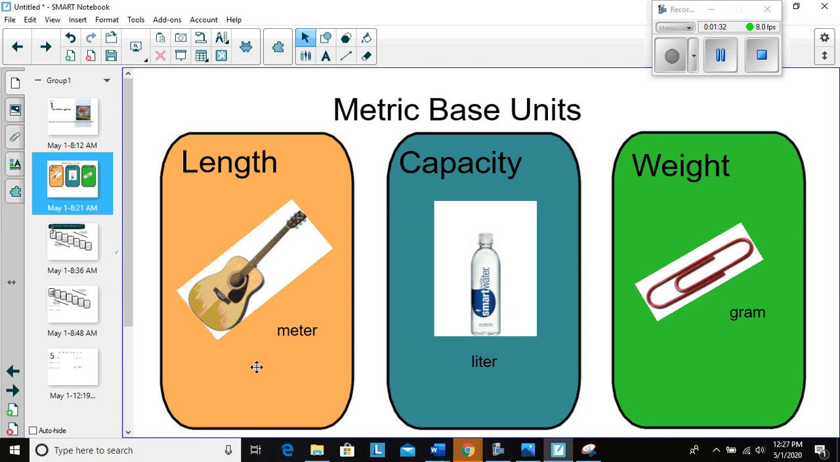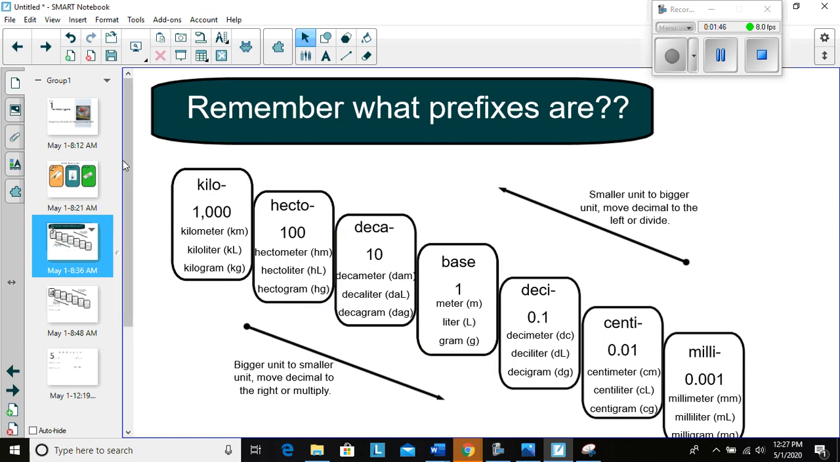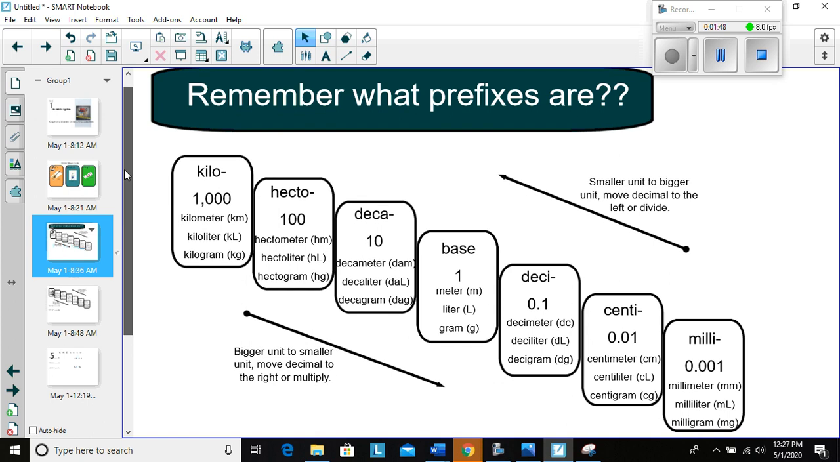All right. Now, these are the base 3 units, but we use these units to name all of the other ones. And those are on this chart here. It's basically all using meter, liter, and gram with a prefix added on. And there are 3 larger prefixes from the base. So here's the base right here in the middle. And there's 3 that are larger, and they mean that it takes a lot of these to make this.